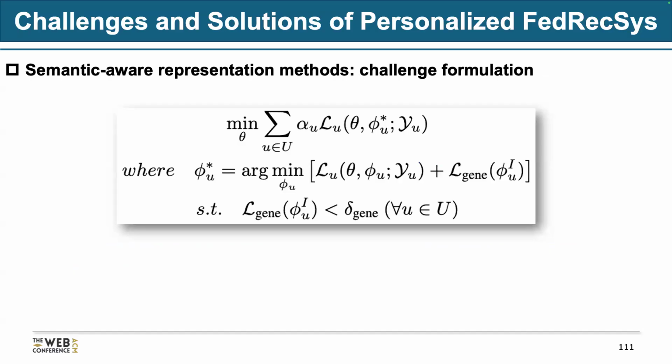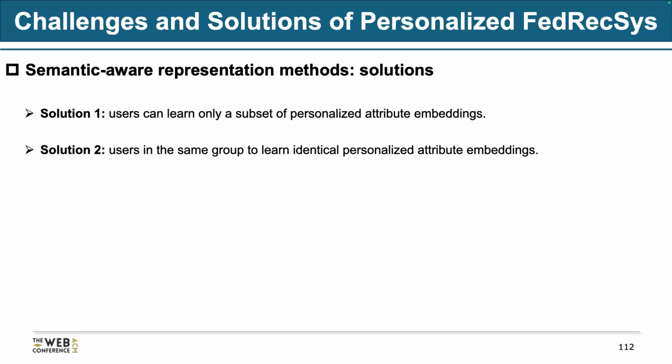We formulate the challenge as an optimization problem, which will guide the design of potential solutions. We define the optimization objective by integrating a generality loss about personalized item embeddings, and the optimization objective ensures that FedRecSys improves the generalization of attribute embeddings while minimizing recommendation loss, thus avoiding overly specific item representations.